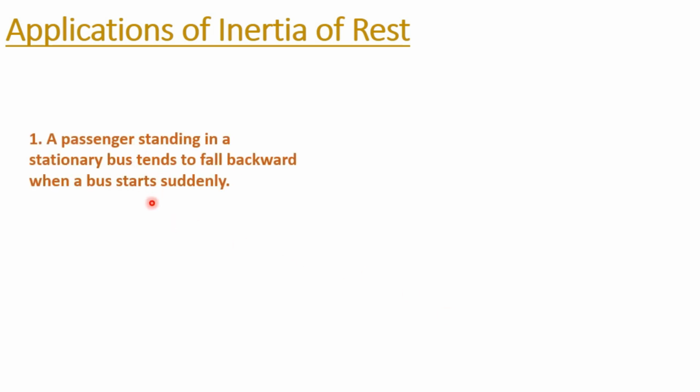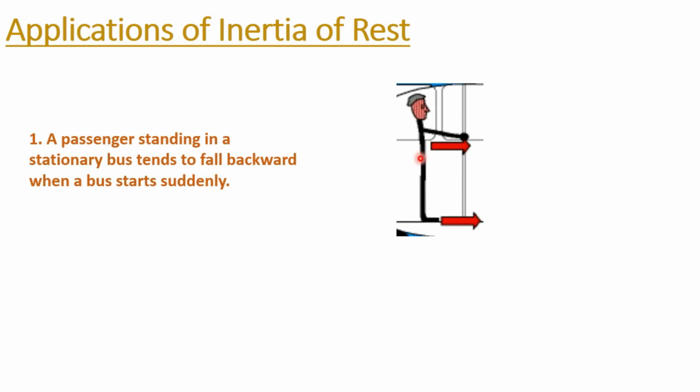There are so many examples which you can relate to daily life situations related to inertia of rest. So the first example is a passenger sitting in a stationary bus tends to fall backward when the bus starts suddenly. When a passenger is sitting in a stationary bus, it means the bus is in the rest state. And when the driver starts the bus suddenly, then the passenger will fall in which direction? Backward direction.